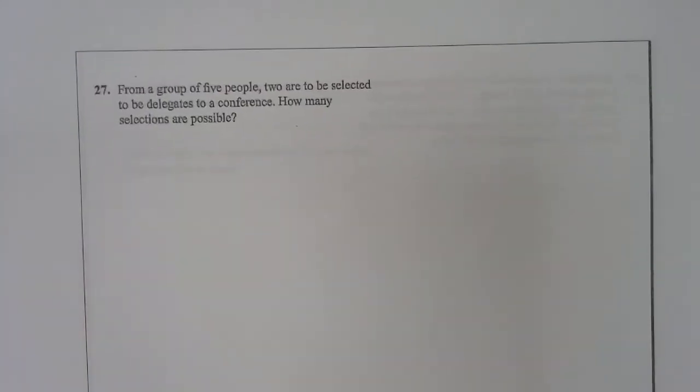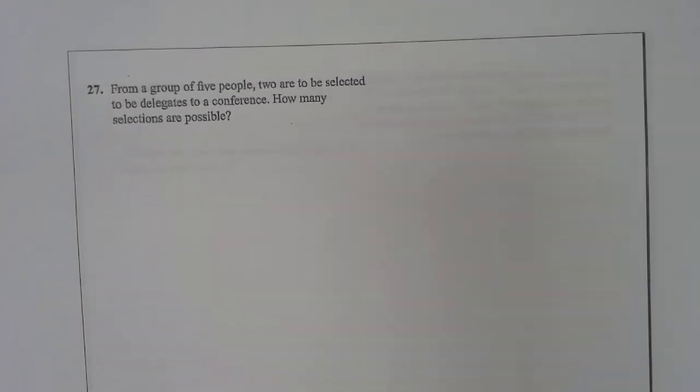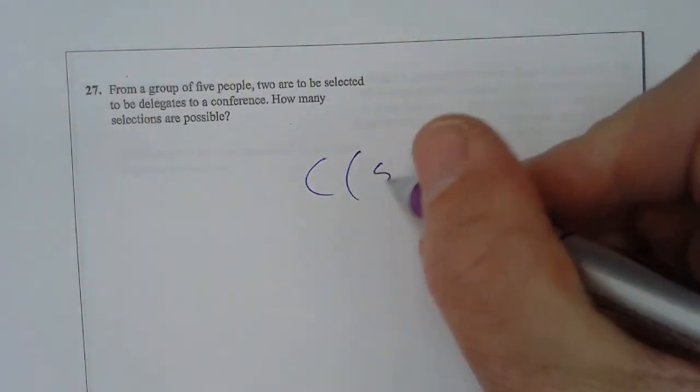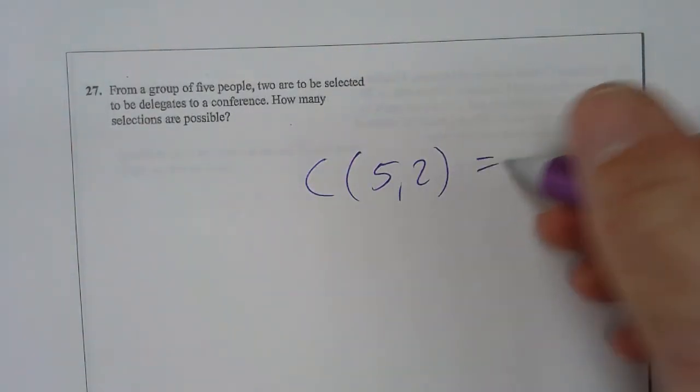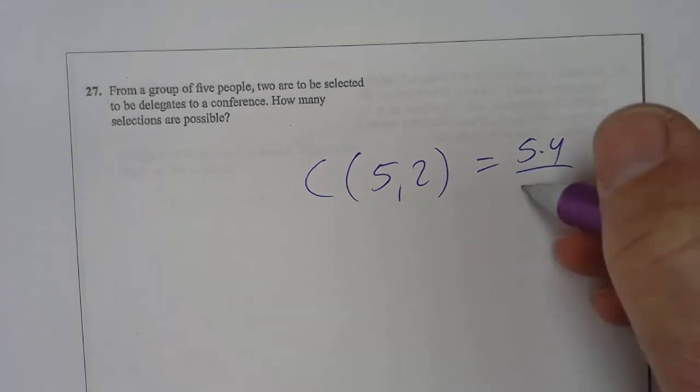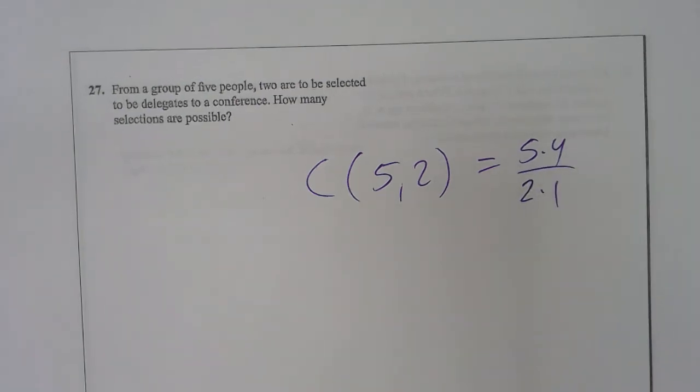Number 27. It says from a group of 5 people, 2 are to be selected to be delegates to the conference. How many ways can this happen? So this is just simply C. There's no order to it. C5, 2, which of course is 5 times 4 divided by the 2 factorial, and you get 10.